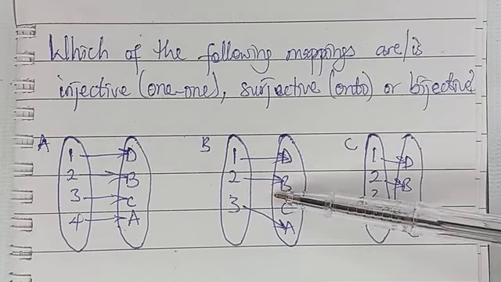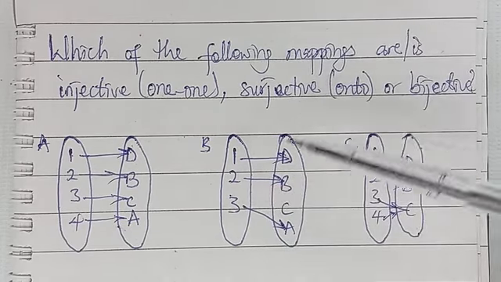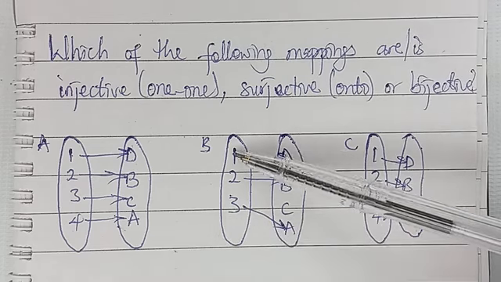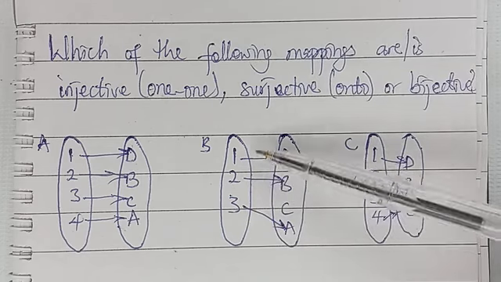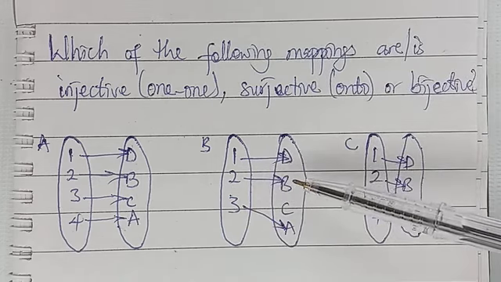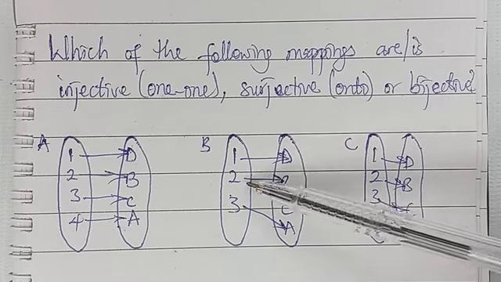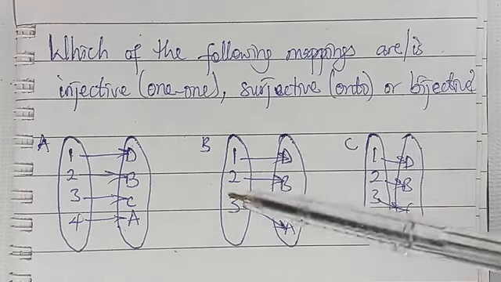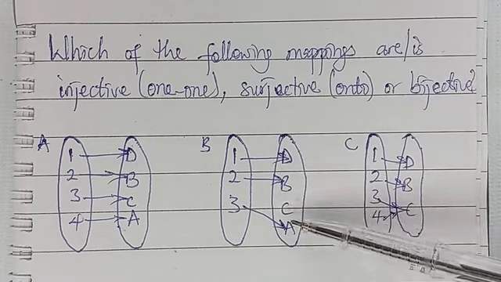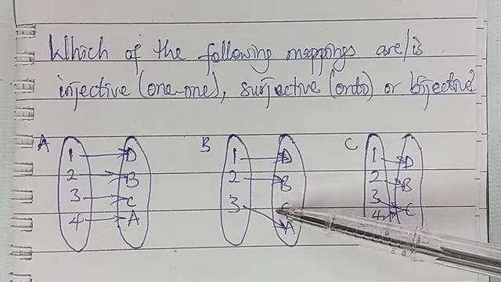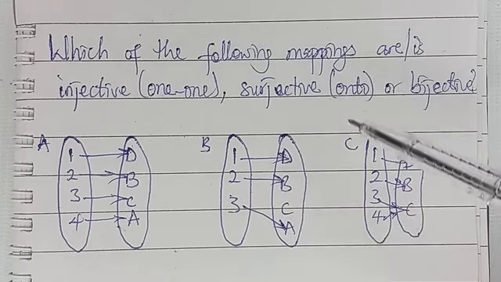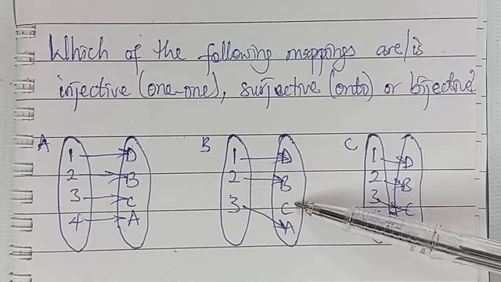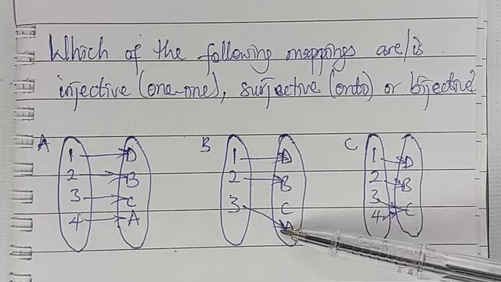Let's look at the second mapping. For this, we can see that every element here is mapped to a unique element, like none of them is repeated, none of them are mapped to a single thing. So this is one-to-one, injective mapping. But for surjective, we can see that this member of the set has not been mapped to anything. So this is not an onto mapping, and therefore it is not bijective.